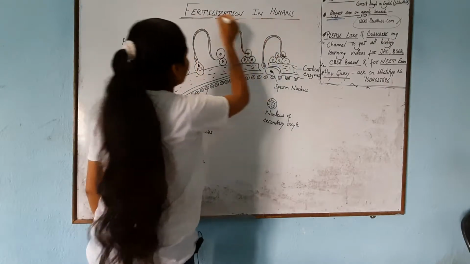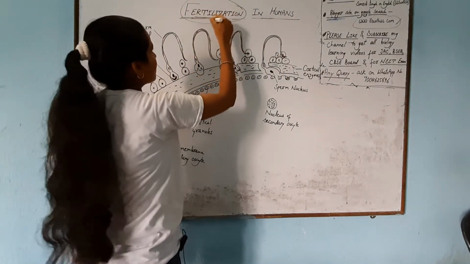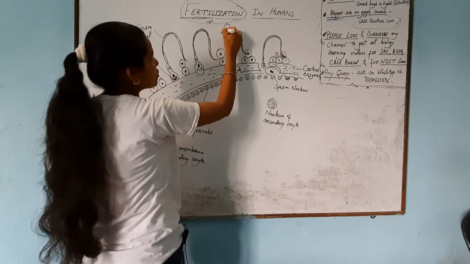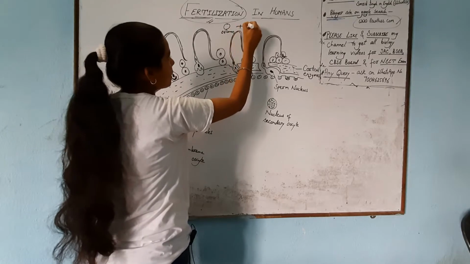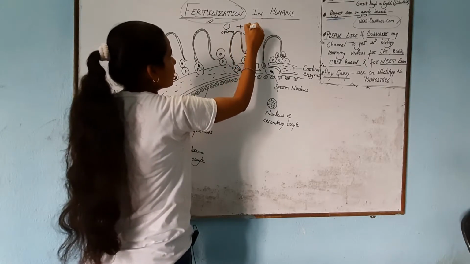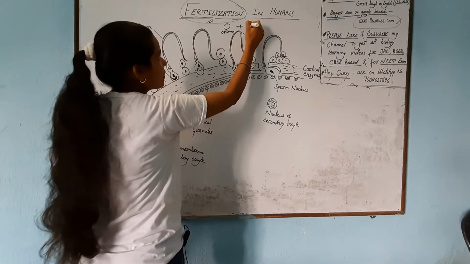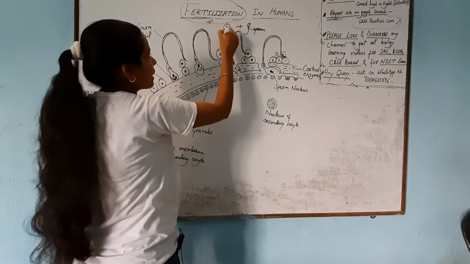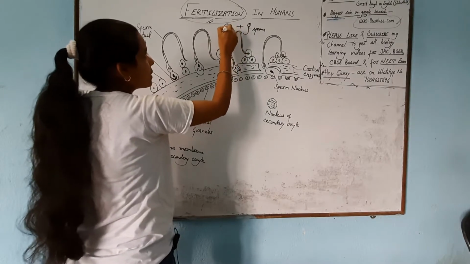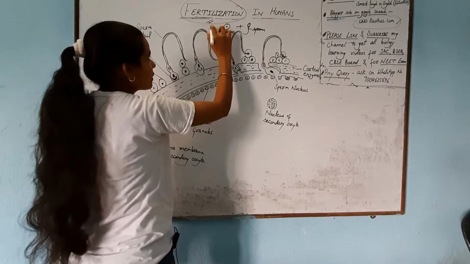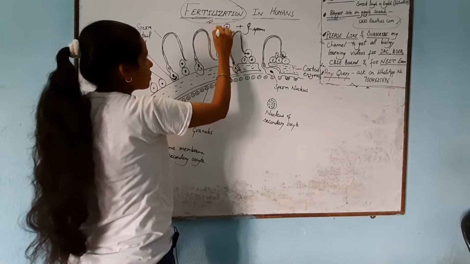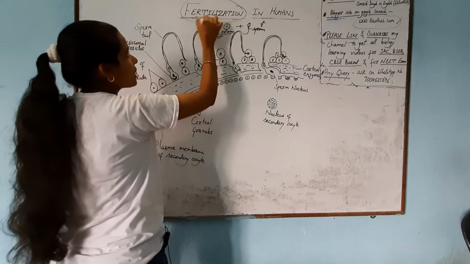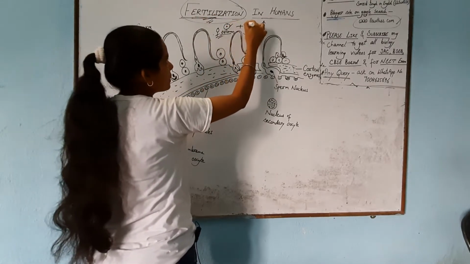Fertilization in humans. We know what fertilization is. Fertilization is the fusion of the female gamete, that is the ovum, with the male gamete. This is the simpler diagram of the male gamete, known as a sperm, and this is the simple diagram of the ovum, the female gamete. So the fertilization event means the fusion of the ovum and the sperm.